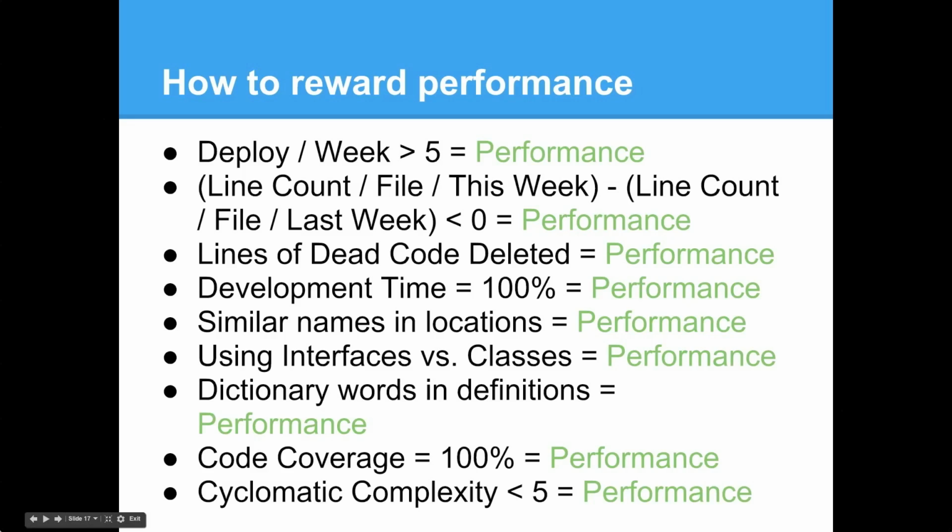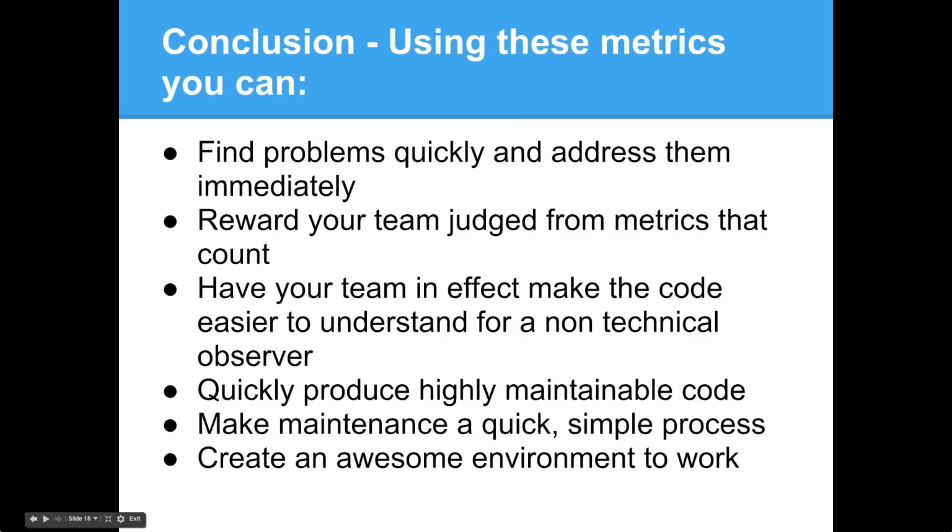Code coverage is 100%. This is also a great performance metric. This should be rewarded. Cyclomatic complexity is less than 5. This is also a great performance metric. You rarely see cyclomatic complexity less than 5.